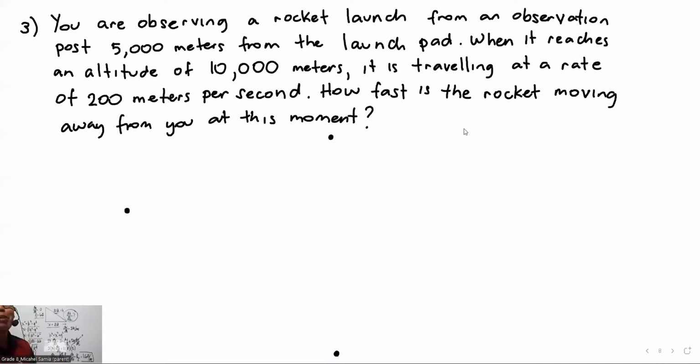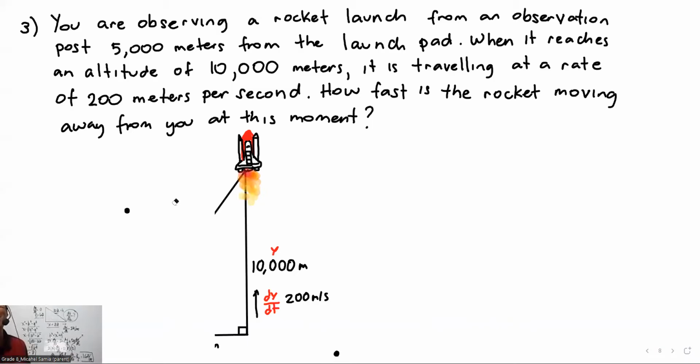Okay, the third problem states: you are observing a rocket launch from an observation post 5,000 meters from the launch pad. When it reaches an altitude of 10,000 meters, it is traveling at the rate of 200 meters per second. How fast is the rocket moving away from you at that moment? What's that word, Josh? It's covered by the screen. Moving away. So we're solving for the hypotenuse of the triangle. Josh, could you show the illustration?